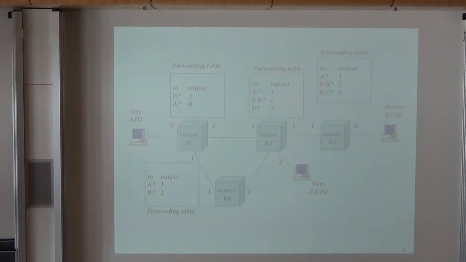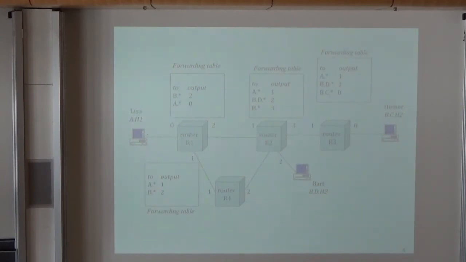Here is an illustration of this principle. I'm showing three machines, Lisa on the left, Bart and Homer on the right. Lisa is sending a packet to Bart and Homer, and their addresses are b.d.h2. Those are symbolic notations. The IP addresses we've seen are not like this. They are not variable size. They are 128, 178. They're all the same size. But here I'm making the story a bit simpler.